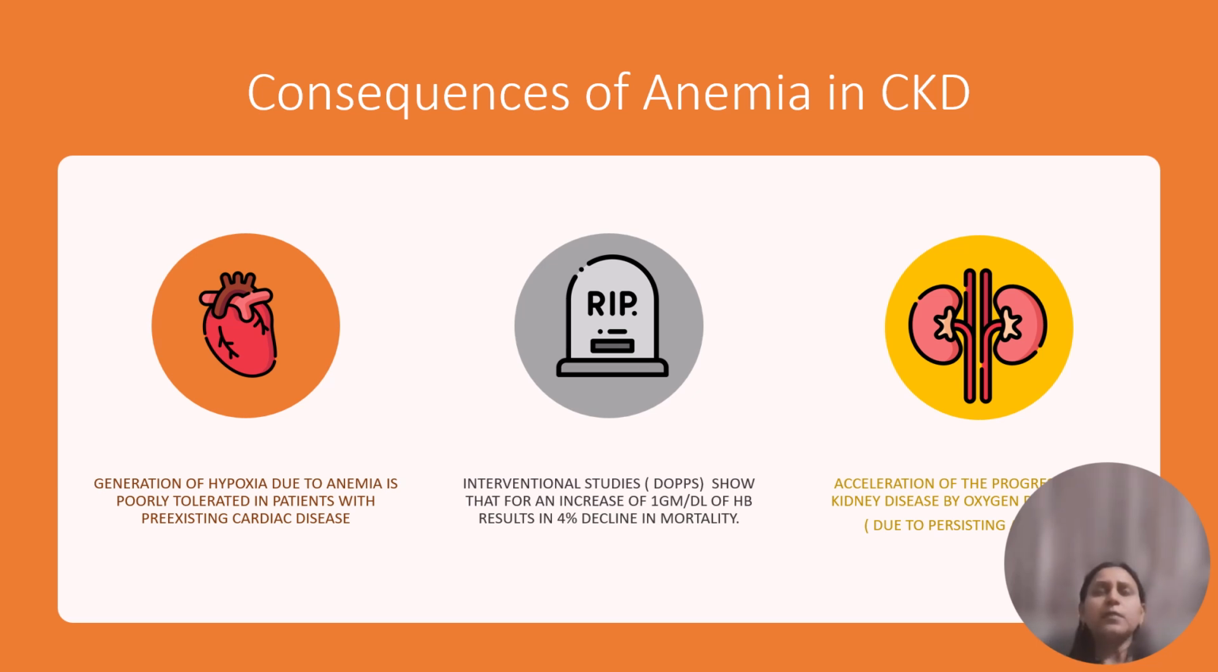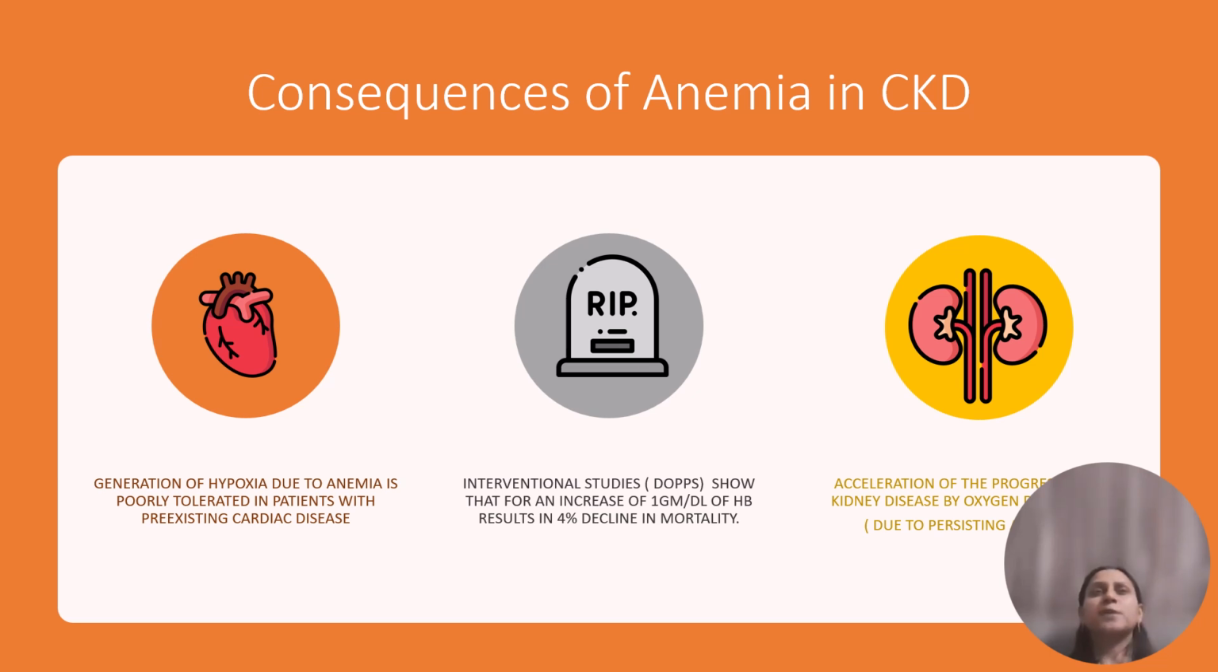So now, as we all know, the most common cause for CKD is diabetes mellitus followed by hypertension. So these are again independent risk factors for cardiovascular disease. So generation of hypoxia because of anemia is poorly tolerated in patients with pre-existing cardiac disease as well. And some studies, especially the intervention studies like the DOPS, have shown that for every increase of 1 gram per deciliter of hemoglobin, there is a drop in mortality by 4%.